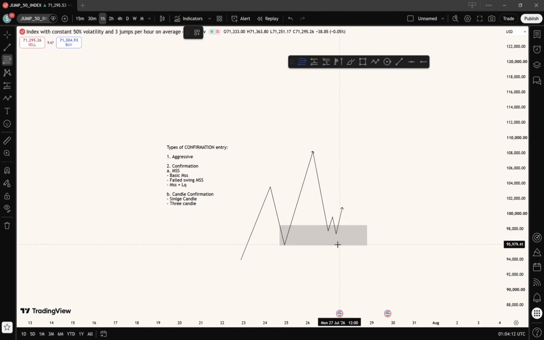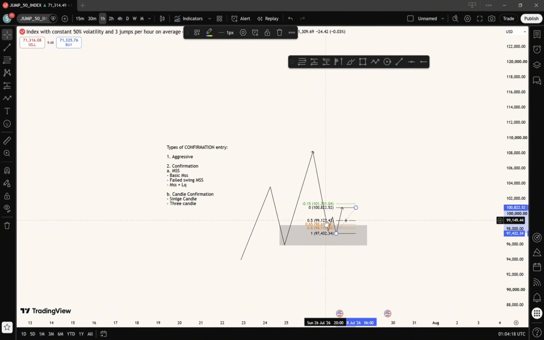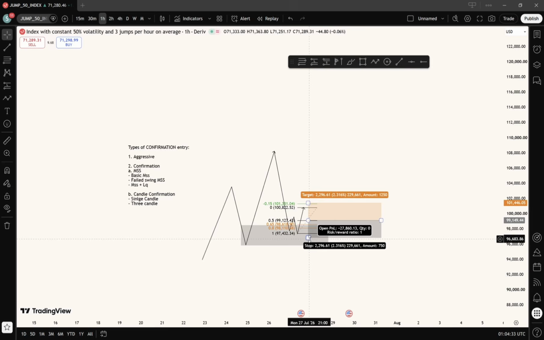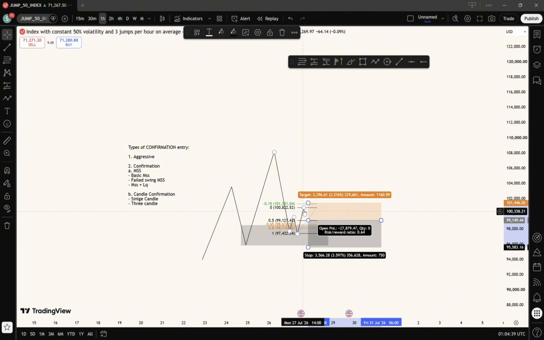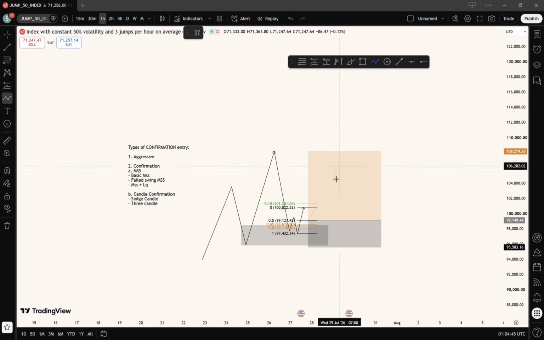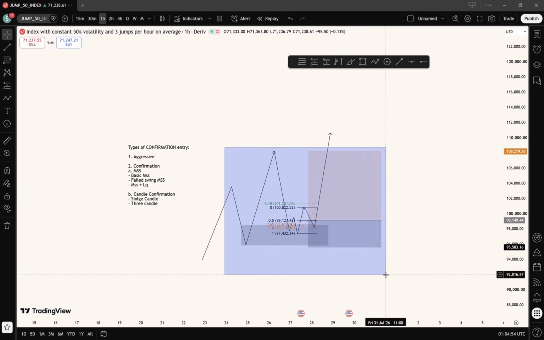Most times I like using my fib. I'll mark from the bottom to the top, then use the 50% level, which is the 0.5, or I use my orange zone, which is 0.65 to 0.8. Then I can easily put my SL below this low here, with my target here. What you see price do is come back down, then boom. So this is how basic MSS is.